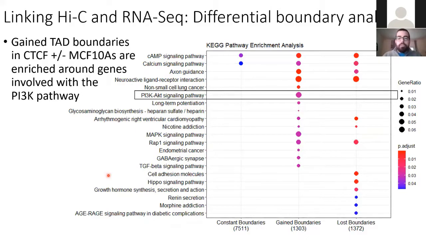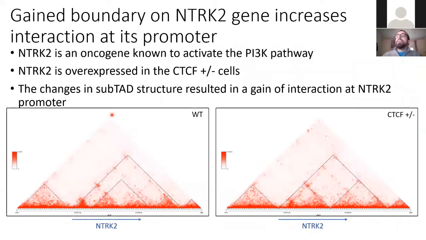To give a more specific example of that, if we look at NTRK2, which was the top hit on our heat map for PI3K pathway genes and is an oncogene known to activate the PI3K pathway, we see that in the wild type, the promoter of NTRK2 is found within a sub-TAD here that isolates it from an enhancer that is found here in another domain. In our knockout, where the binding of CTCF is altered here and here, we see that the isolation that happened here is lost. So now it can contact the enhancer here, which is then in contact with the promoter and increases its expression.